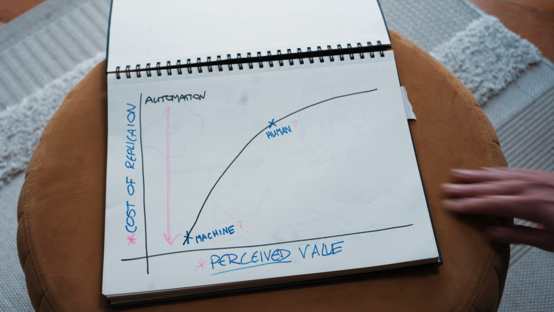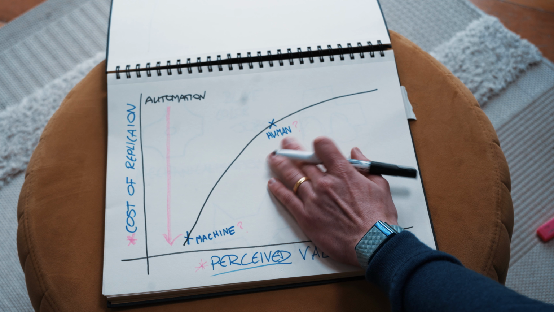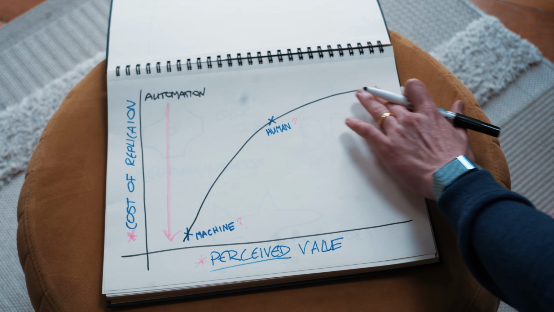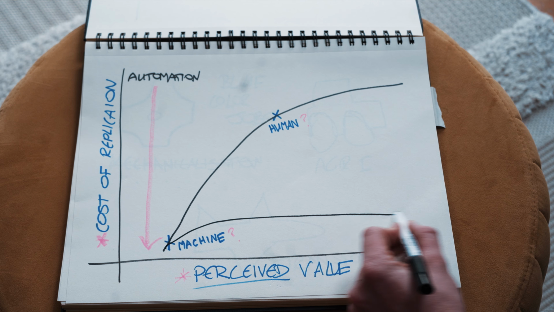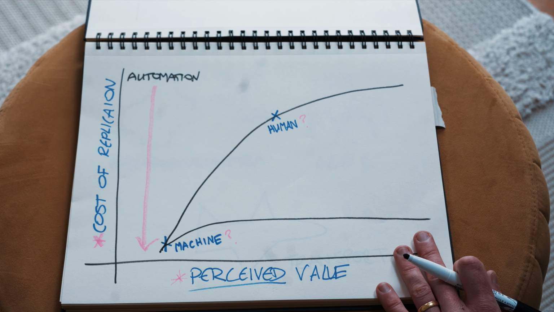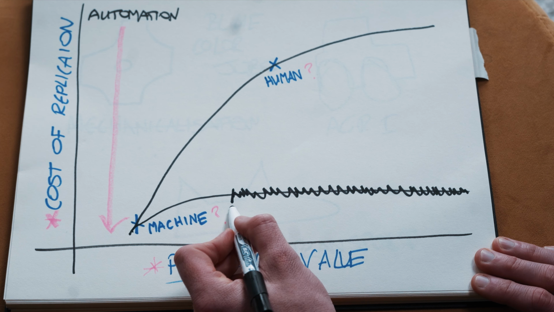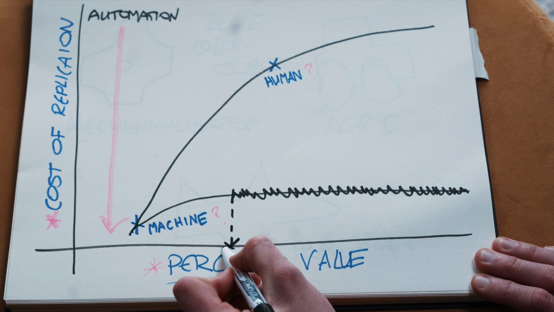Because as AI gets better and better at achieving human performance at a low cost of replication, our graph no longer looks like this. It begins to flatline, but the value doesn't go on forever. Instead, in this case, if we're unable to detect a difference between human and machine, the perceived value stops. And for me, that's where the risk is.